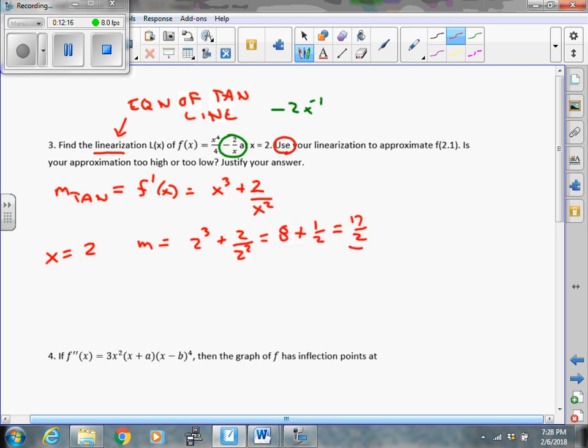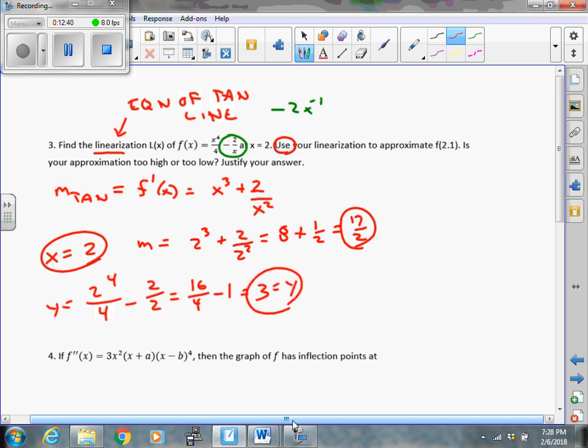Okay, so I have my slope, I have my x, I need y. Of course, we go to the original to get that. So 2 to the 4th over 4 minus 2 over 2 is 16 over 4 minus 1, which is 3. So now I've got all my components. Let's put together my equation, my line.